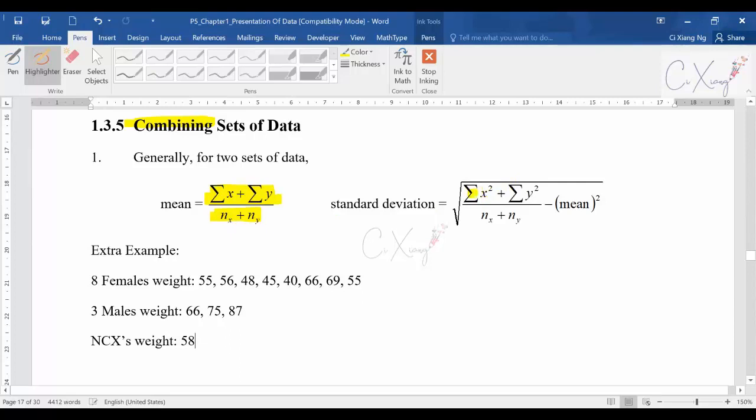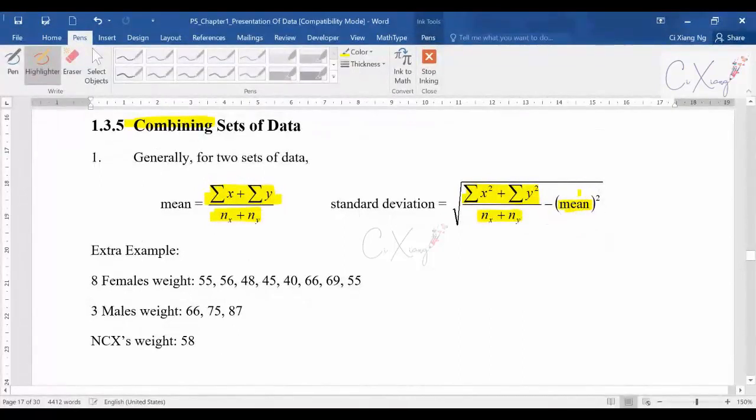If you want to get the standard deviation, then you have to get the total for x squared and also the y squared for both groups first, and divide by the nx and also the ny. After that, you minus the mean. Please take note that the mean here is the mean for both groups. You already combined them, so it becomes the new mean for both groups.